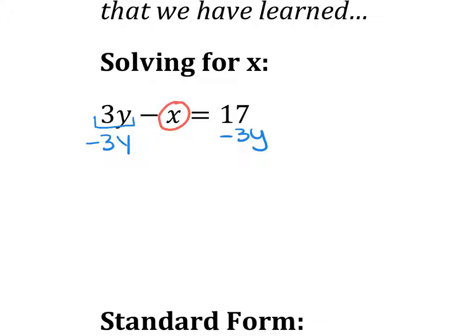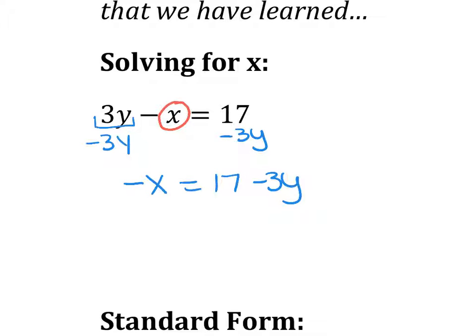Can I combine the 17 and that 3? No, because the 17 does not have a y. They are not like terms. So you'd have to just leave it as negative x equals 17 minus 3y. You just leave them as two separate terms.